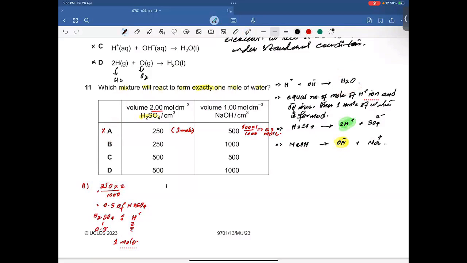Let's talk about option B. We have 250 cm cube volume of H2SO4. Concentration is 2, divided by 1000. Obviously, I will get 0.5 moles. All right. And as per equation, we have 1:2 ratio. So if we have 0.5, obviously it's going to be 1 mole of hydrogen ion. All right. That's the same criteria, guys. My bad.